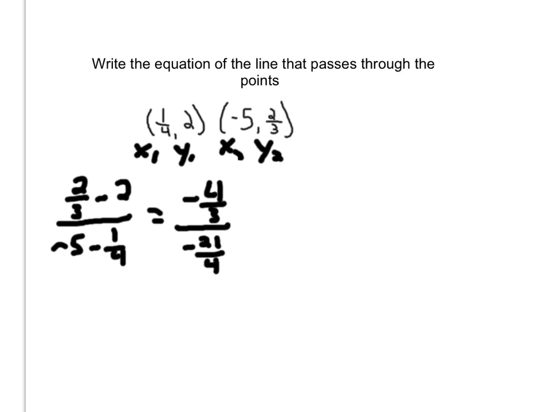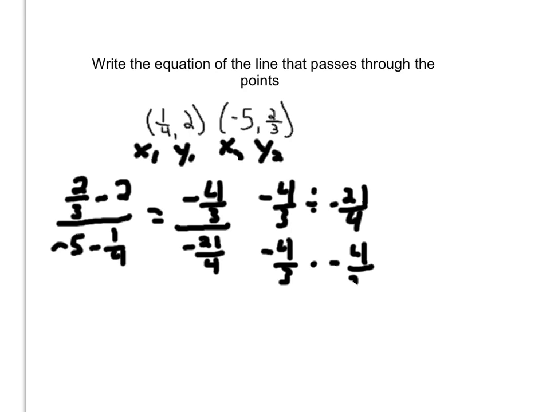Okay, so we got a fraction here, and we're dividing by another fraction. So we're going to have some flippin' fun. I'm going to take -4/3 divided by -21/4, which of course means I'm going to have flippin' fun. So I'm going to take -4/3 times the reciprocal, which is -4/21.